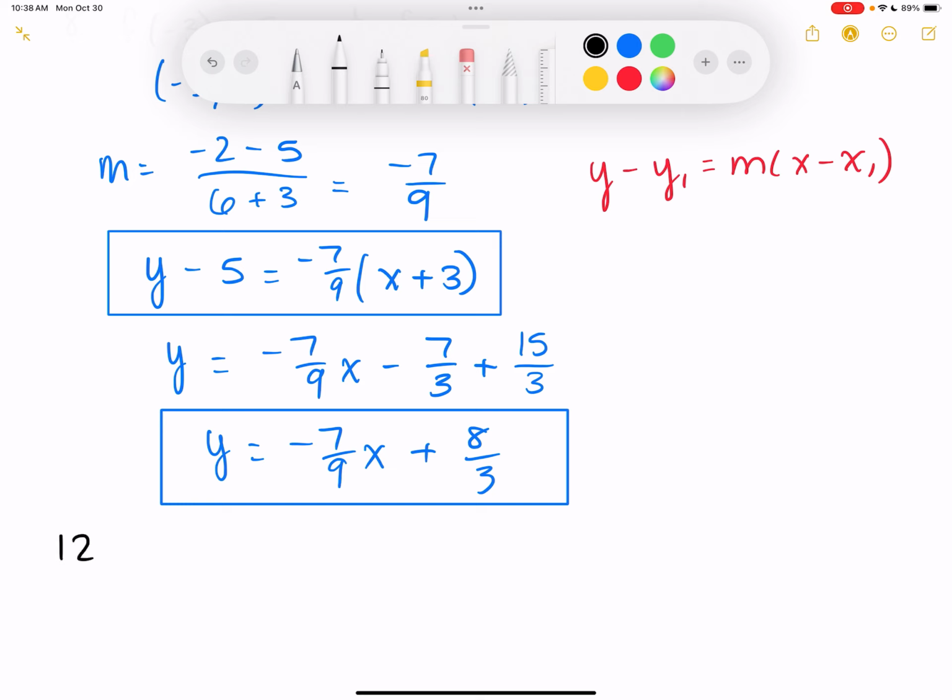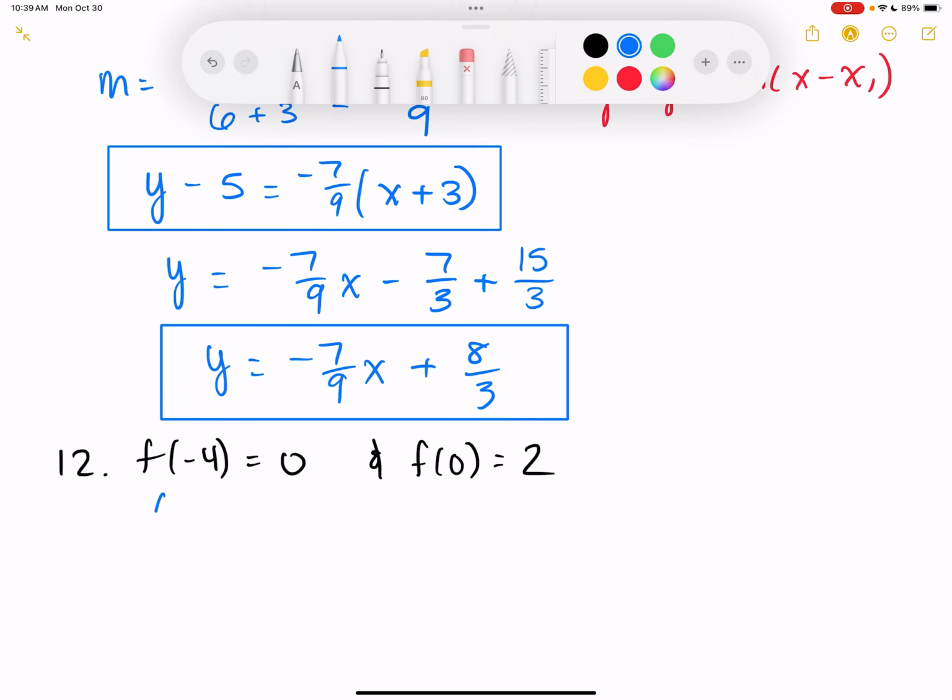Number 12, another one like that. f of negative 4 is equal to 0, and f of 0 is equal to 2. What are my ordered pairs for this one? Negative 4, 0, and 0, 2. So slope is 2 minus 0 over 0 minus negative 4, so plus 4. That's going to end up being 1/2.